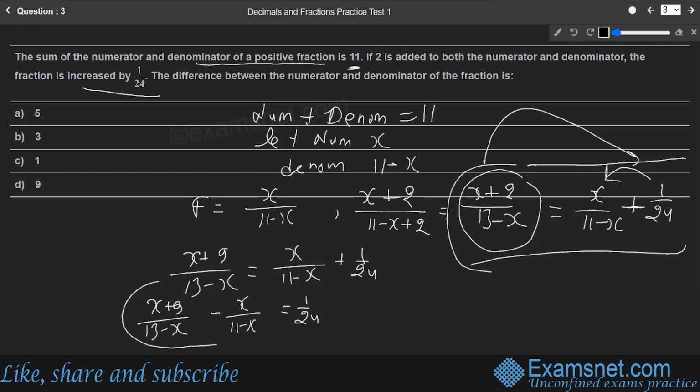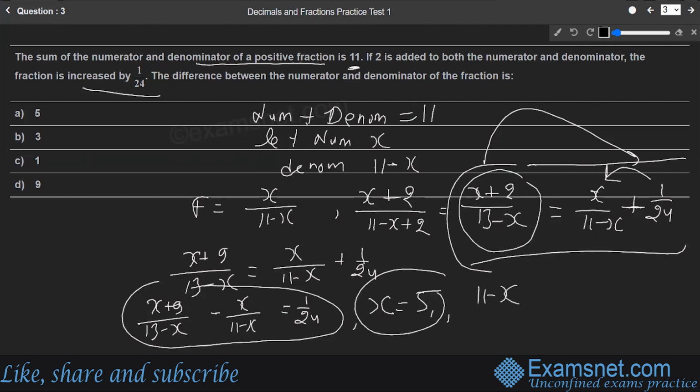Solving this, ultimately we are getting the numerator x as 5. If the x value is 5, then obviously the denominator is 11 minus x, which will be 11 minus 5, that is 6. So the fraction is 5 by 6.